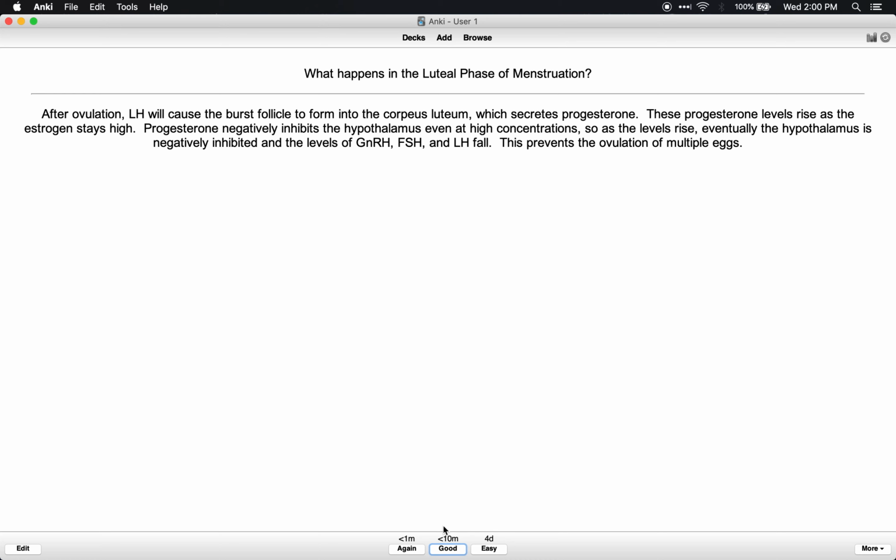Okay, so the luteal phase is after ovulation. LH causes the burst follicle to form into a corpus luteum, which secretes progesterone in response to LH. As it continues secreting progesterone, estrogen stays high, and the progesterone will negatively inhibit the hypothalamus, causing levels of GnRH, FSH, and LH to go down, because GnRH controls FSH and LH. Okay, kind of get it.